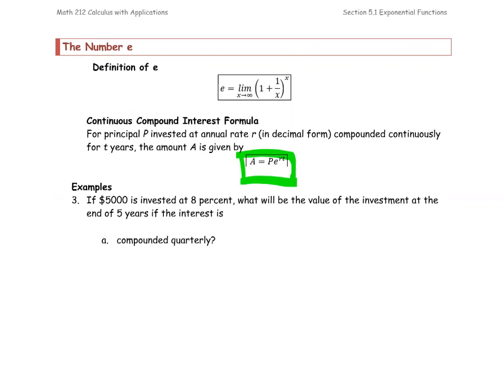A equals P times e to the power rt, for P as a principal or the investment at an annual rate r in decimal form, compounded continuously. When you see the term continuously, the formula is A equals P times e to the rt, where t is still the number of years that the money is invested. So we're going to find the amount A using this formula.